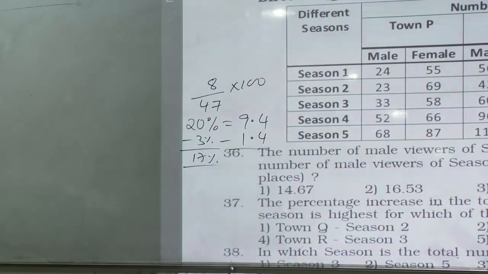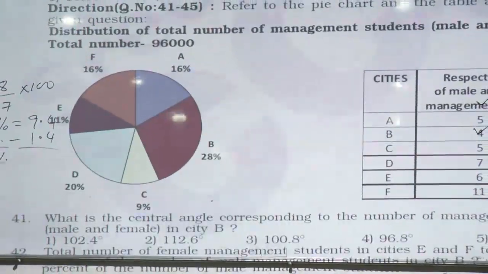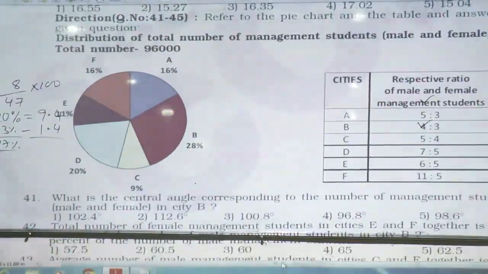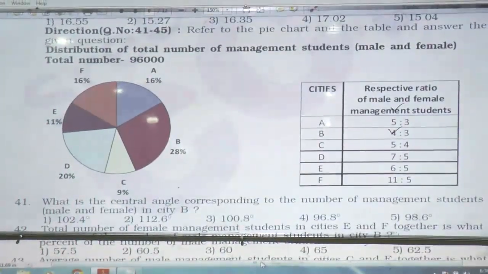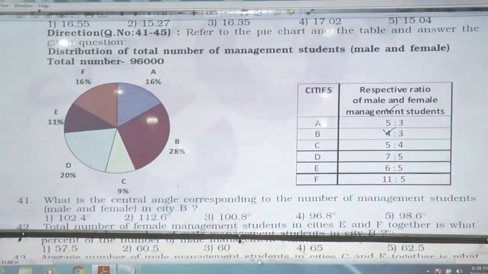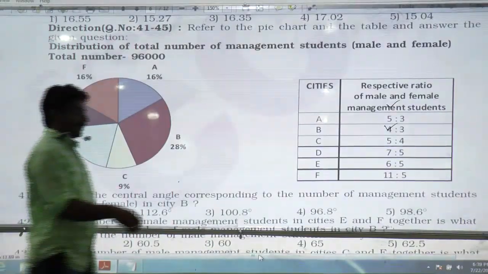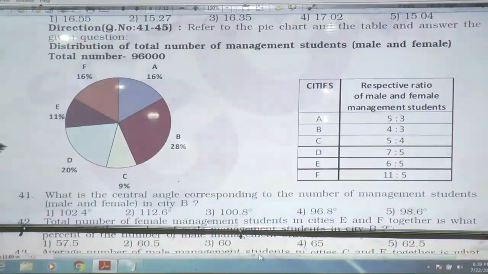Next, 41 to 45. So total number is 96,000. Distribution of number of management students, both male and female. So we have 6 cities and their respective ratio is given between male and female. Now, 41. What is the central angle corresponding to the number of management students in city B?